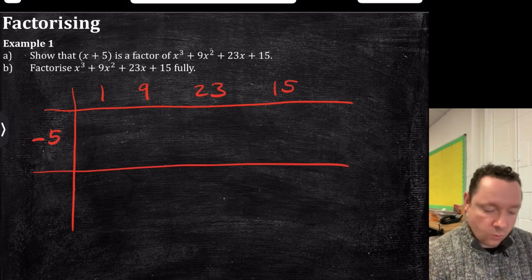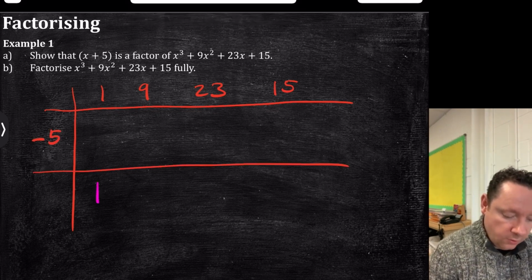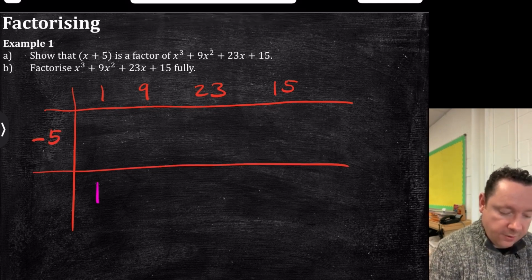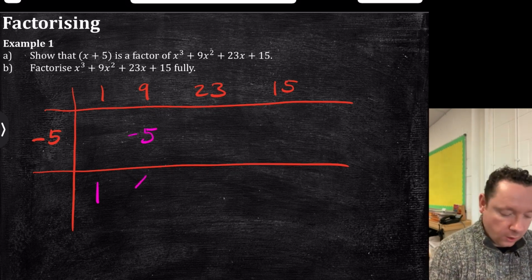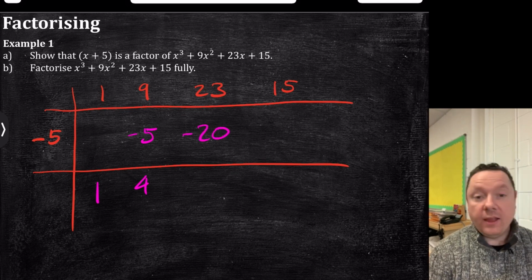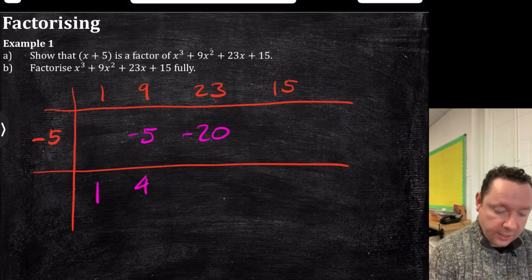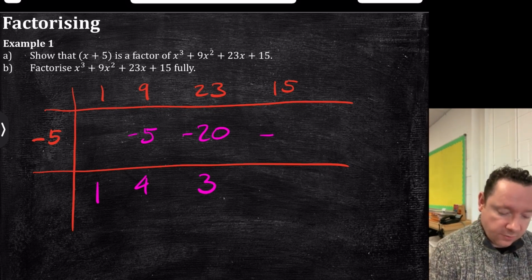So this is how this works. I'll use a different colour pen for this. The first step, the 1 just drops down, and then we times 1 by minus 5 to get minus 5. And then we add. 9 minus 5 is 4. And then we times. 4 times minus 5 is minus 20. And then we add. 23 minus 20 is 3. Then we times. 3 times minus 5 is minus 15. And then we add and we get 0.